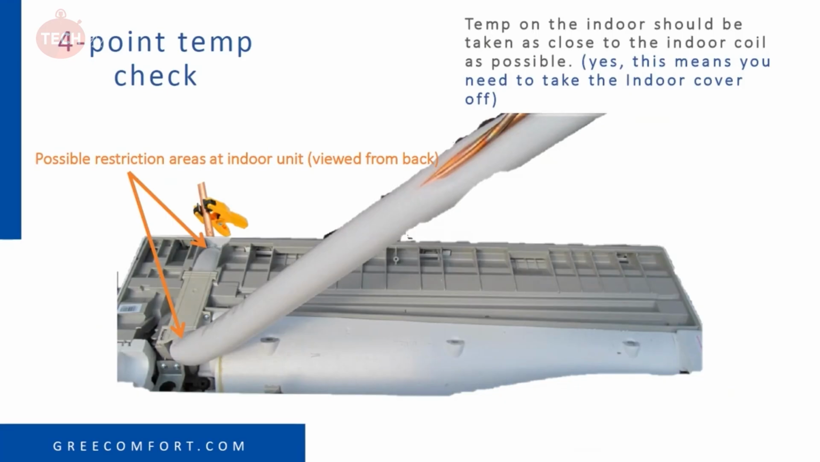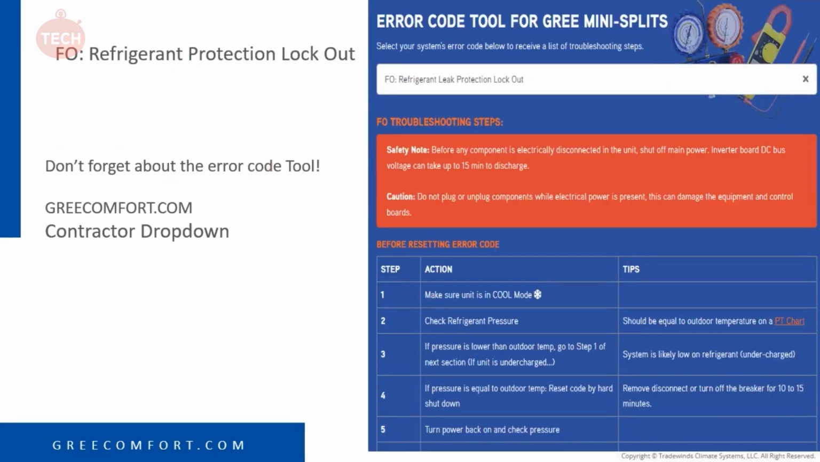Sometimes it gets kinked. So again, don't forget to use our error code troubleshooting tool. It has most of these steps in there. I did add some, but again, greecomfort.com, the contractor drop down. In this example, I entered the FO code, and it's going to give you a step-by-step guide of what to do.